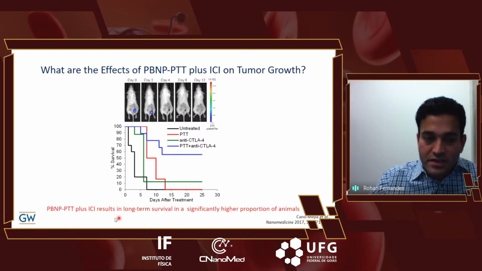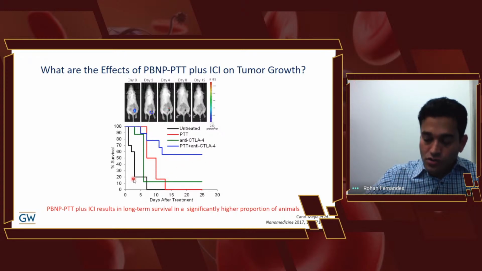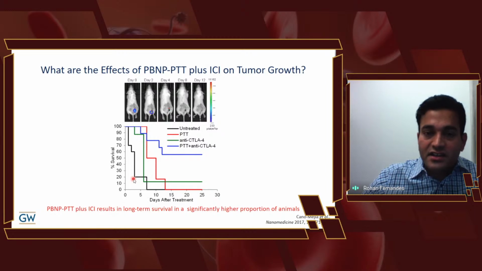So we could conclude from this study, which has been published in this paper, that PBNP-PTT plus this anti-CTLA-4 results in long-term survival in a significantly higher proportion of animals relative to all the other individual treatments and controls. So that was very encouraging for us.